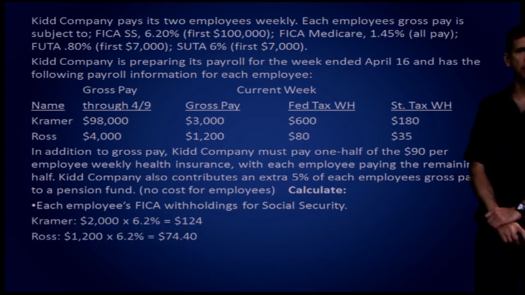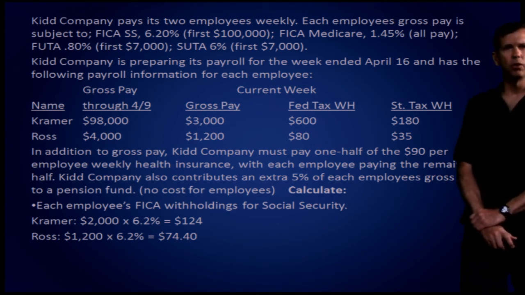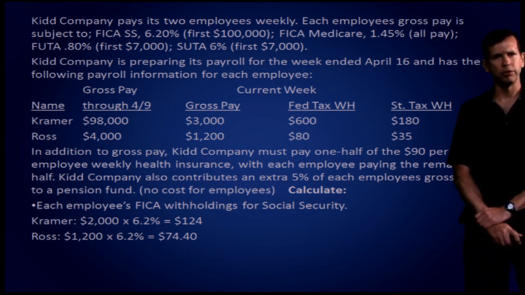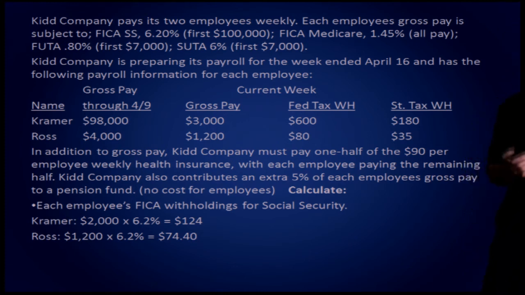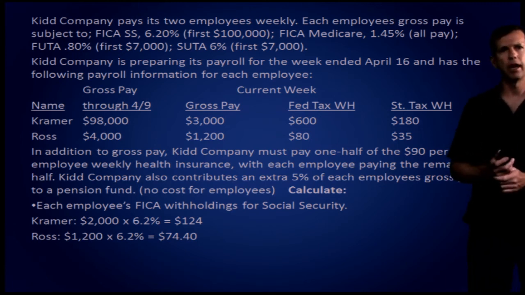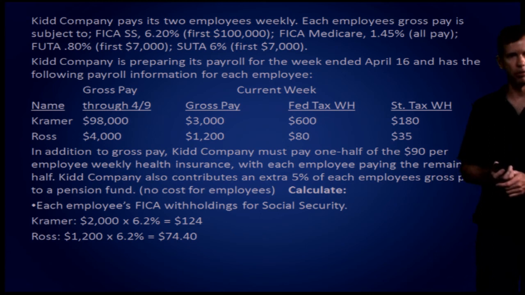So let's look at our calculation here. Again, we're calculating each employee's FICA withholdings for Social Security for this weekly pay period. Kramer, we take the 2,000 times 6.2% equals 124. Ross, we take 1,200 times 6.2% for 74.40. And again, to reiterate, Kramer only has to pay FICA on the first 100,000, at least Social Security FICA. That's why we only took the 6.2% times 2,000 for Kramer. Of course, next week, how much of Kramer's pay is going to be subject to Social Security FICA? None of it is, because he'll be over that 100,000 ceiling, at least until December 31st.